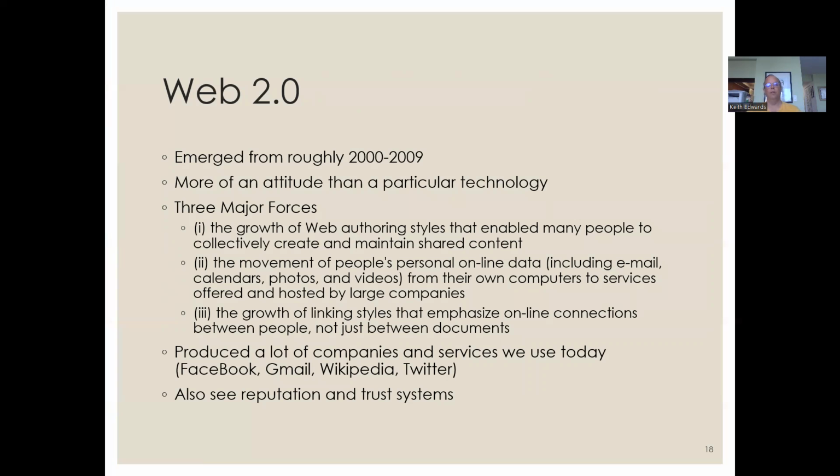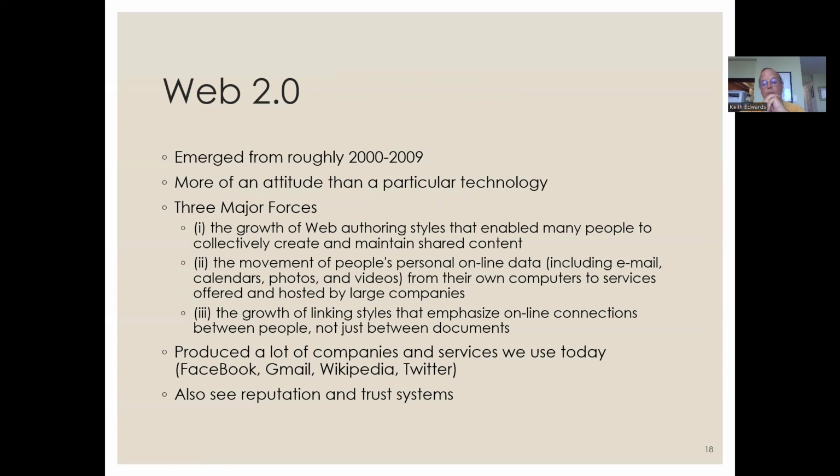So we talked about the early history of it, and Web 2.0 emerged from roughly 2000 to 2009, and it was more of an attitude than a particular technology, although certain technologies drove it. Three major forces: the growth of web authoring styles that enable people to collectively create and maintain shared content. The movement of people's personal data online. That included services like Gmail, being able to keep a calendar online, sites like Flickr that allowed you to share photos, or videos that you could post on YouTube. And so these were moved from people's personal computers to sites hosted by large companies. There was also growth of linking styles that emphasized online connections between people and not just between documents. So it brought in a lot of the social aspect of it.